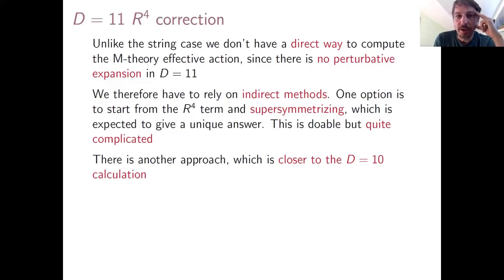And there's no perturbative expansion in 11 dimensions, so it's not so clear what you should be doing to calculate the M theory effective action. But there's some indirect ways that we can get to it, at least in this case. And one option is, of course, that if we know that there should be an R to the 4 term, we could just start from the R to the 4 term and supersymmetrize that. And that's expected to give you a unique answer because there's so much supersymmetry, there's 32 supercharges.